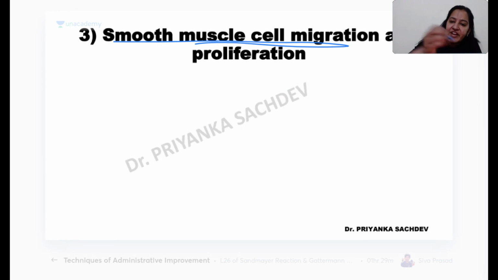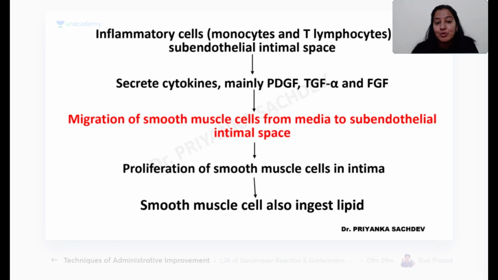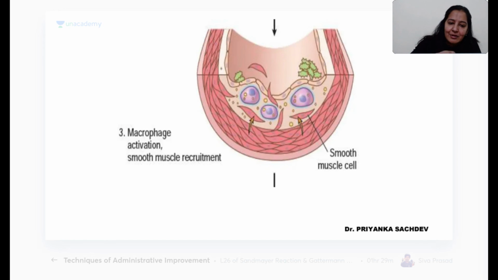step. Smooth muscle proliferation from the media. In media, smooth muscles are present. Can you see the brown colored layer here? Media. In media, smooth muscles are present. Smooth muscle cells, brown colored cells present in media will leave media and come in intima.